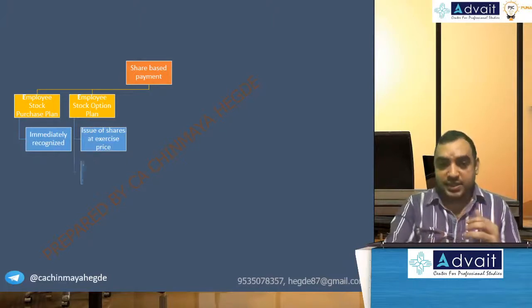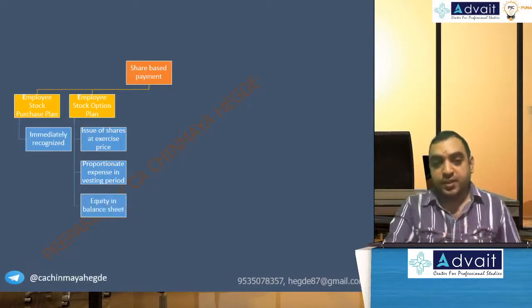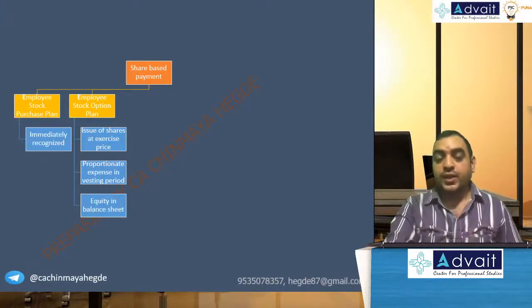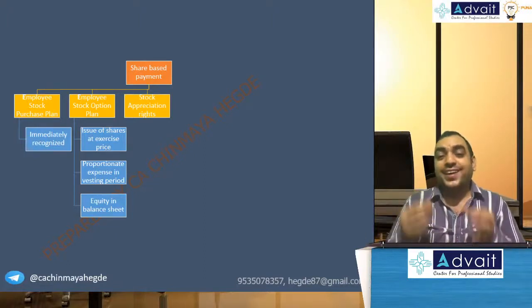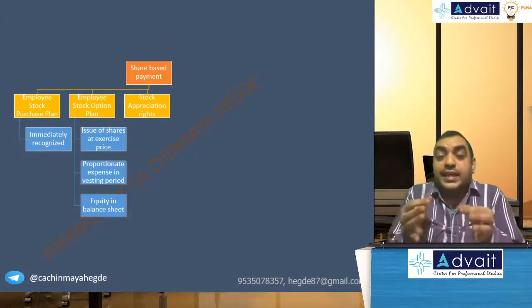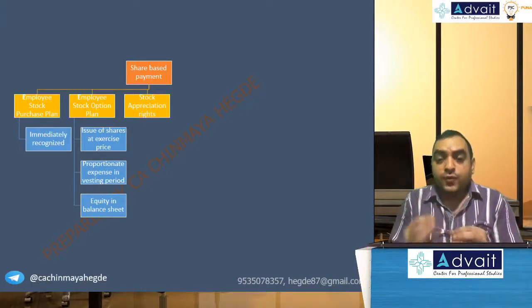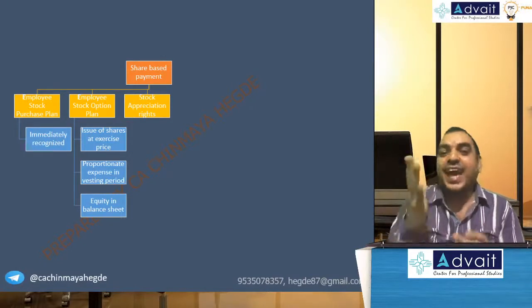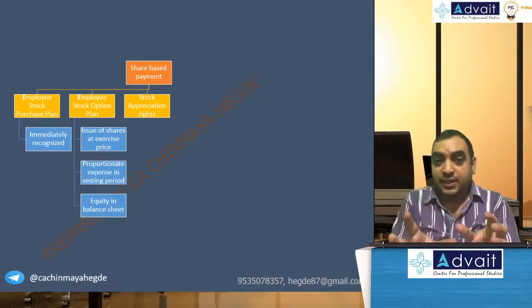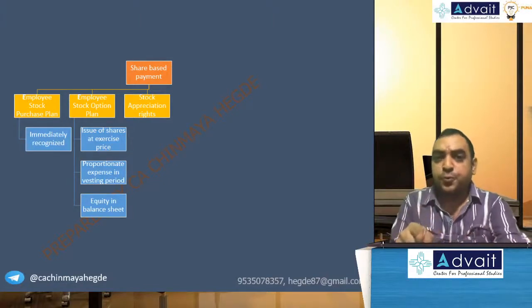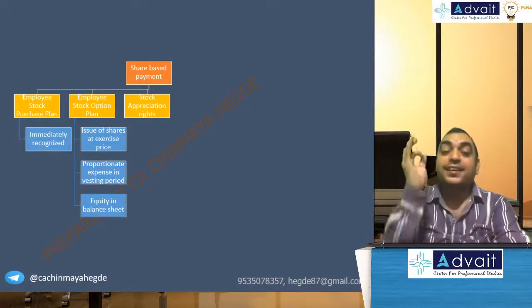Issue of shares at exercise price, proportionate expense, as I explained, is recognized in the vesting period and it will come in the balance sheet as equity. And then the second variety is stock appreciation right. Stock appreciation right means instead of giving the shares to the employee, we will give him the benefit directly in cash. That is, if market price is 90 rupees and option price is 75 rupees, his benefit is 15 rupees, his concession is 15 rupees, and that 15 rupees is paid in cash.